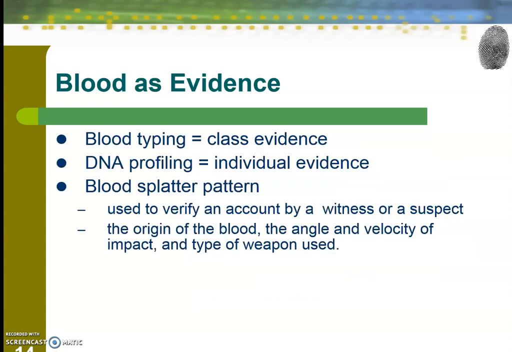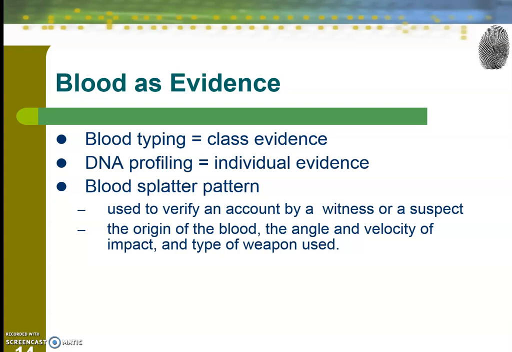So blood is evidence. Going back to the first unit of forensics, we talked about class evidence and individual evidence. Blood typing is class evidence because it does not lead you directly to the person who committed the crime. It can tell you a group of people who have that same blood type. DNA profiling, however, is individual evidence because it will direct you to that specific person who committed the crime.